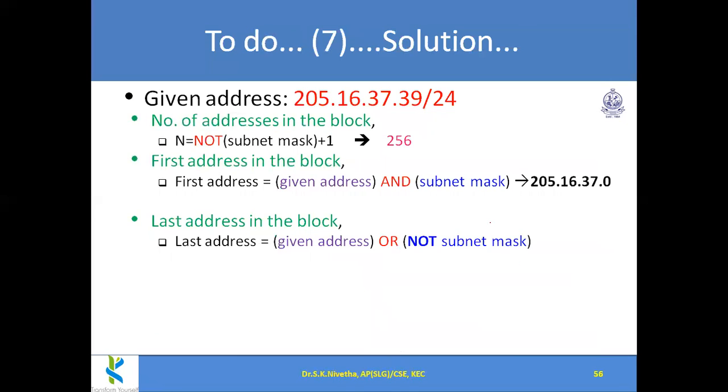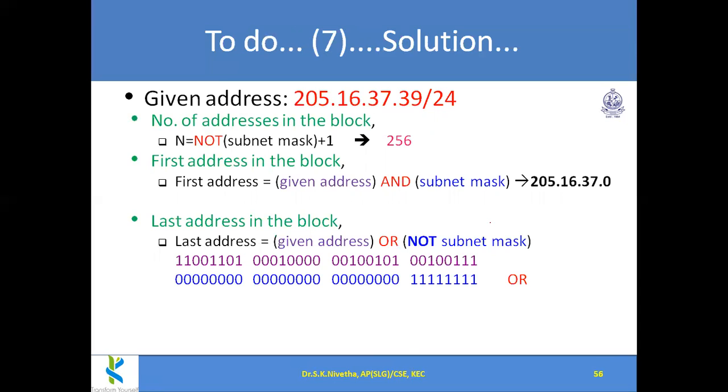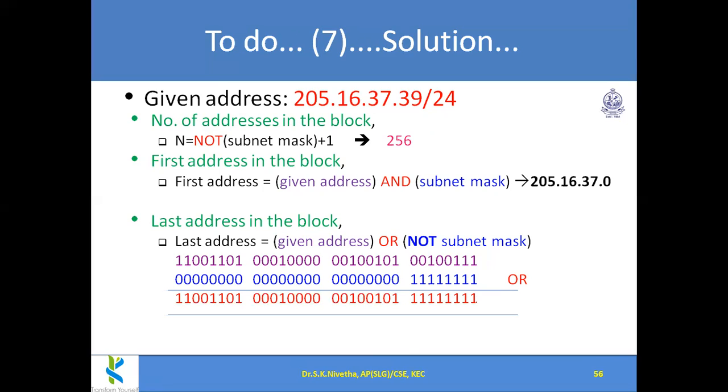Last address in the block. We could see the given address OR the NOT of the subnet mask. The given address is given, the subnet mask NOT value is given, and we should perform the OR operation. So the result will be like this. Irrespective of the address bits here, everything becomes 1. So the result will be 205.16.37.255, and that becomes the last address.